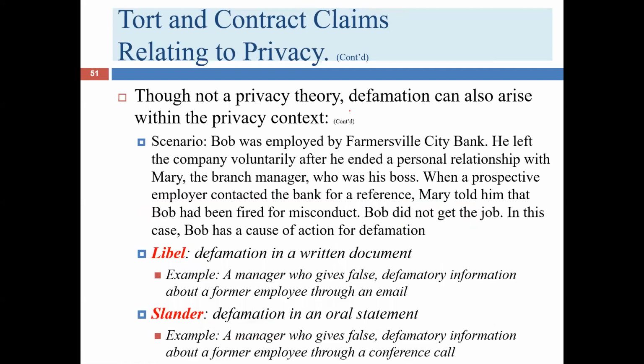Let's look at another scenario. Bob worked for Farmersville City Bank. He left the company voluntarily after he entered a personal relationship with Mary, the branch manager, who was his boss. When a prospective employer contacted the bank for a reference, so this is going to be our third party, this is where we're going to have publication, Mary told that employer that Bob had been fired for misconduct. This is a big fat lie. Bob did not get the job, so he has a financial loss, and he certainly didn't consent to this.